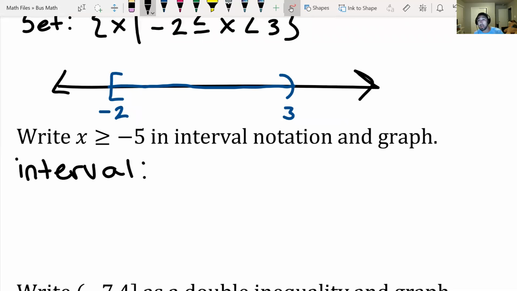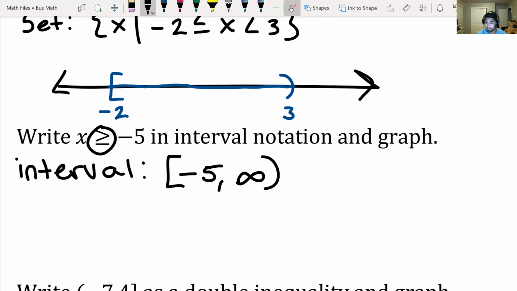This means that all my x values have to be greater than -5. And look at this, greater than or equal to. So this means that we're going to start with a bracket, and since the values have to be greater than or equal to -5, we start with -5, and if we have to be greater than, we are headed towards infinity, and infinity gets the parentheses.